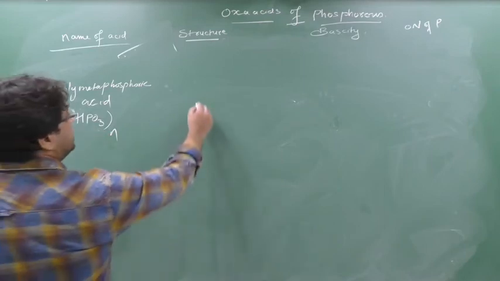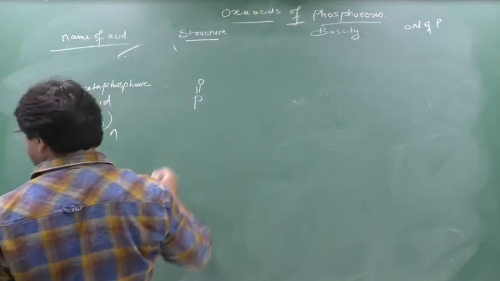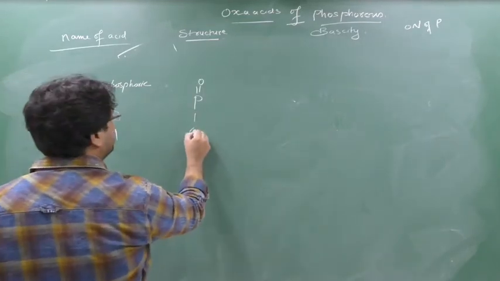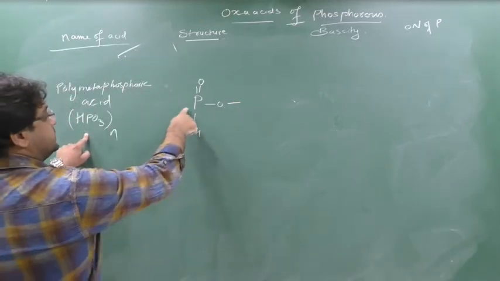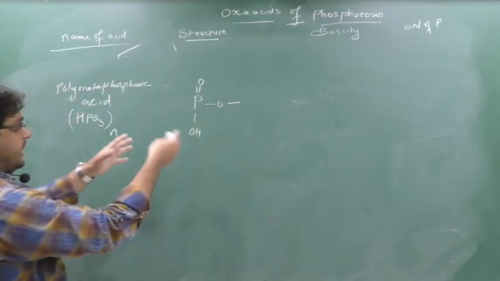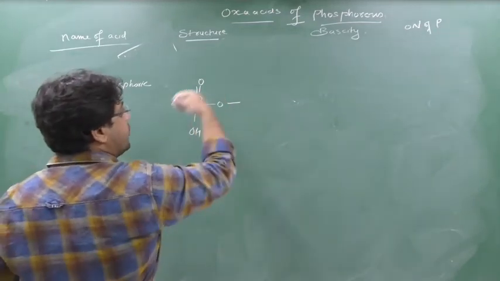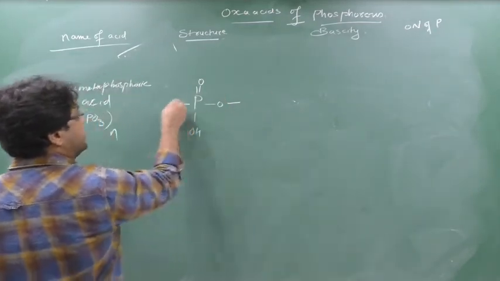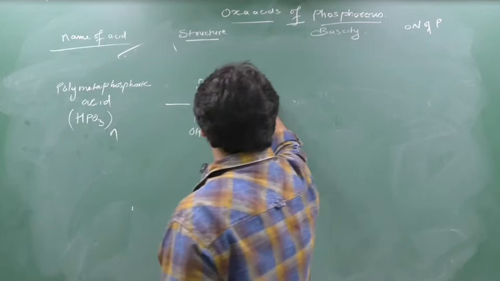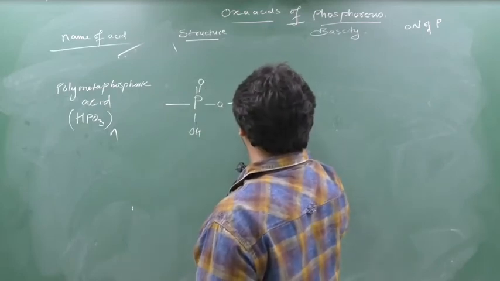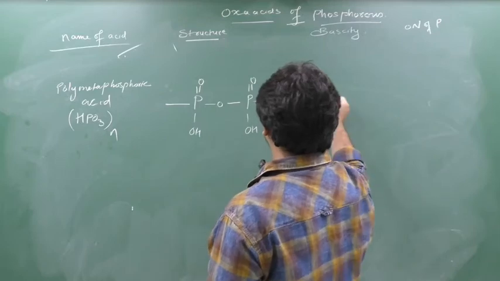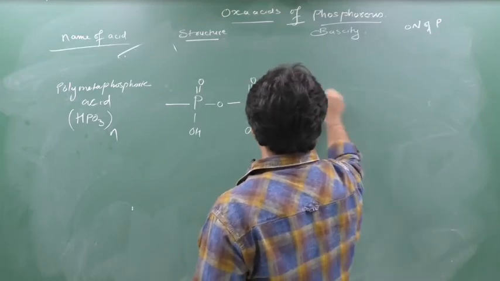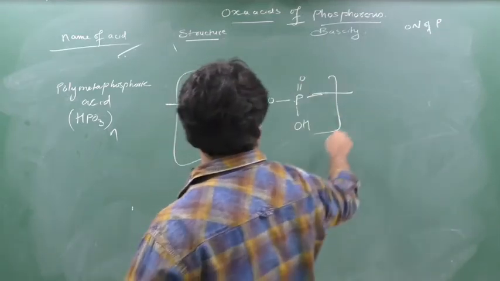See, check it out. P double bond O, then here one OH will come, then here O. So see, this is H, this is PO3. How many times? N times. Just take this and copy paste, copy paste, copy paste, and you will get the answer. So P, again double bond O, again here O and here OH, again here P, double bond O, here OH. So this goes on and you get the structure as N.